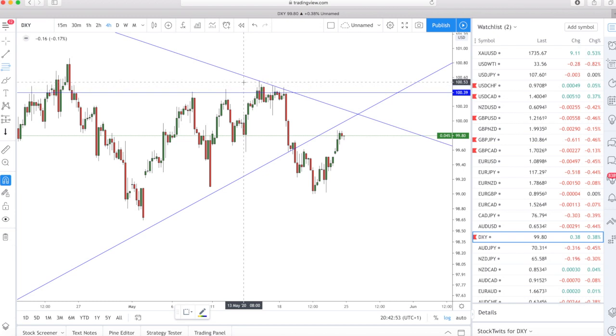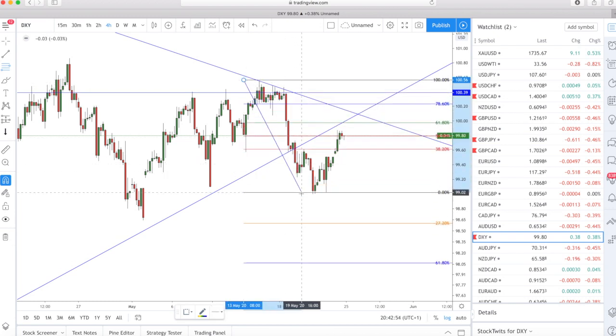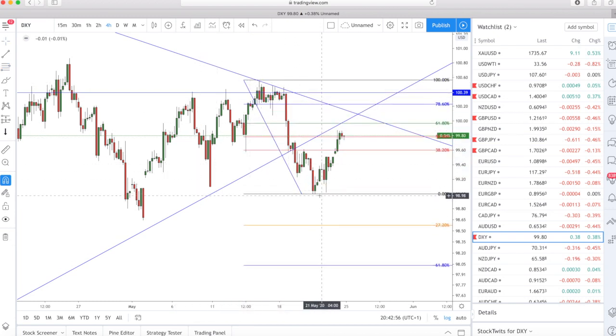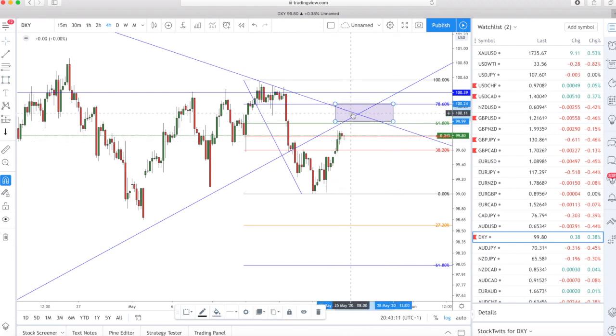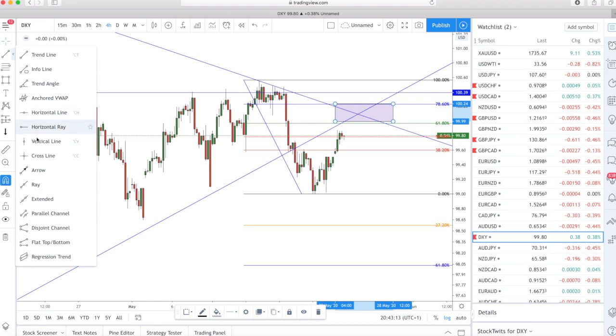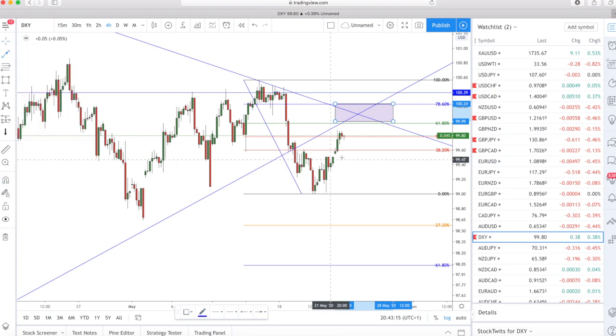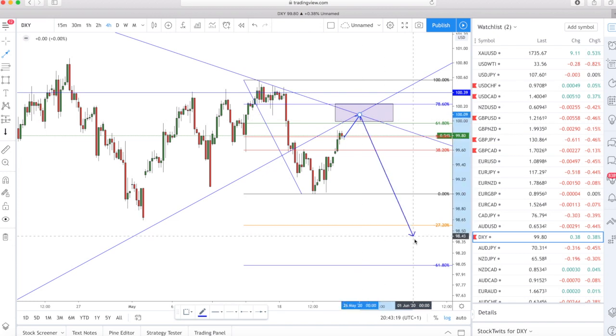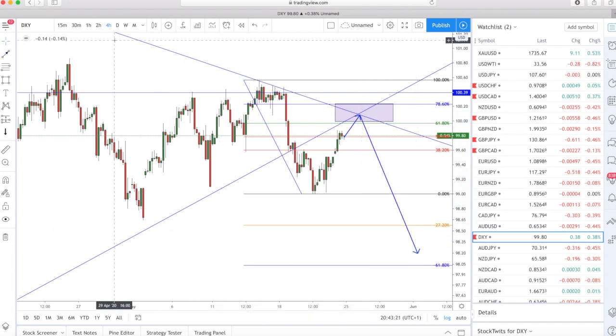If you just get a Fibonacci, you can see here we've made new lows, this being a new low. So I'm looking at this being the new lower high to then make new lower lows. You can see here the 61.8 and the 78.6. I'm looking for price to carry on this push up from Friday. Let's just mark it out. Push into this area, then I'm looking for price to make a big drop off.